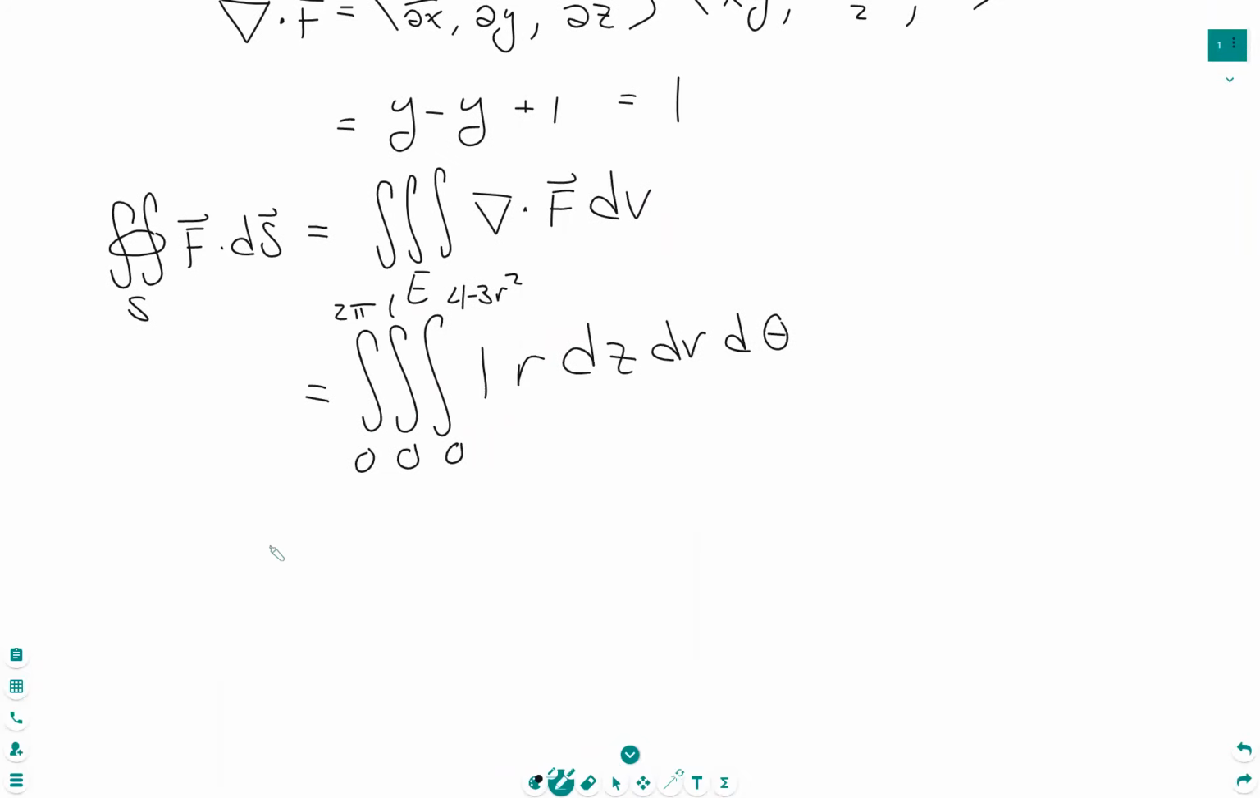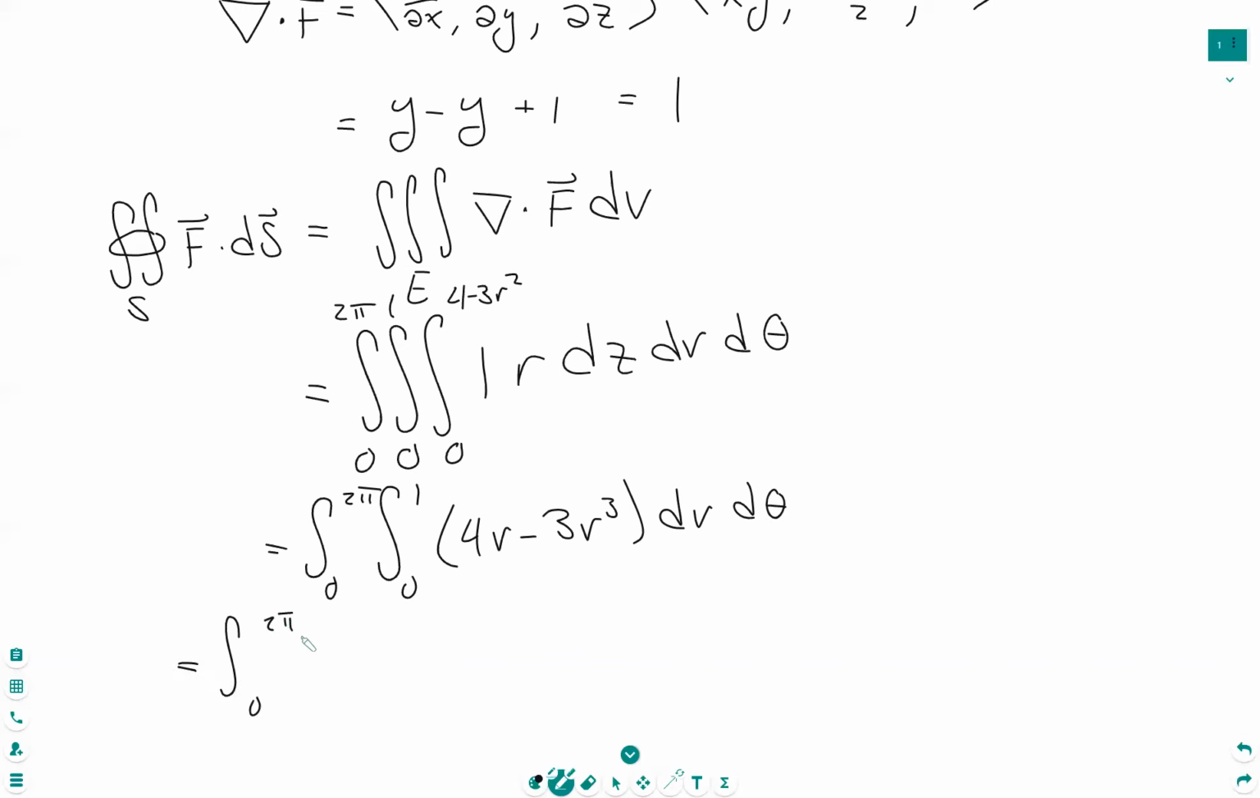We can do this out. 0 to 2 pi, 0 to 1 of 4r minus 3r cubed dr d theta, or 0 to 2 pi, 2r squared minus 3/4 r to the fourth, evaluated at r equals 0, r equals 1, d theta.